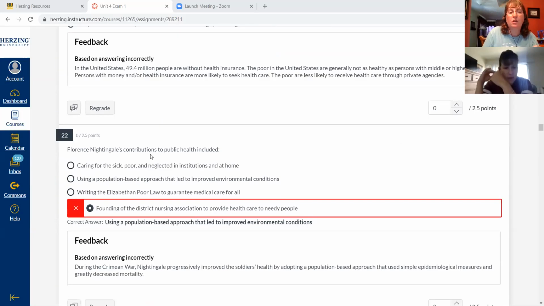Okay, Florence Nightingale's contributions to public health were, the correct answer is supposed to be, using a population-based approach that led to improved environmental conditions. I think even the answer that I found from the thing you sent us wasn't right, because I think I put that she founded the first nursing school or something. Well, yeah, she did, but what does that have to do with public health? Yeah, that's why I didn't really know.